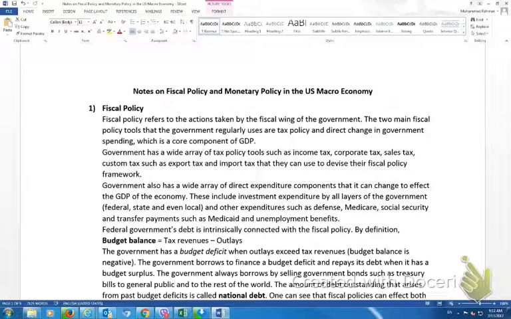Now, when you think about fiscal policy, tax policies appear to be at the forefront of the discussion, but government expenditures play an equally important role in a country like USA because government expenditures, or just G, is a core component of GDP.